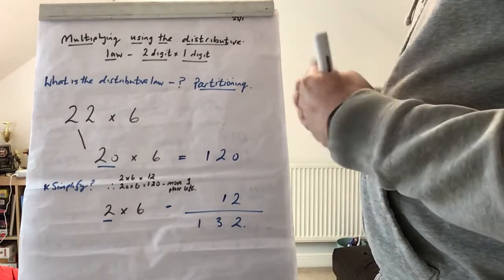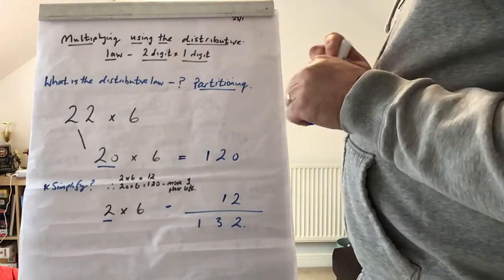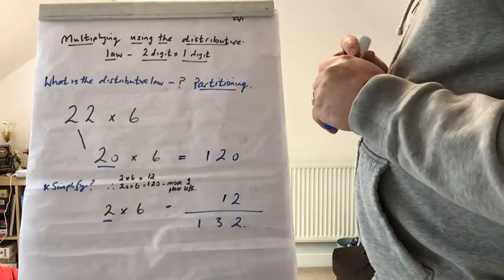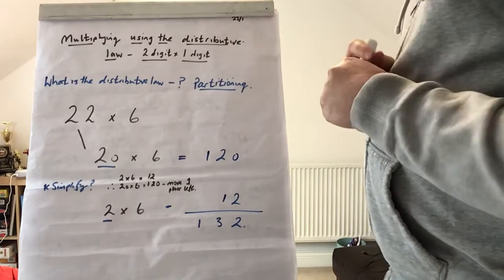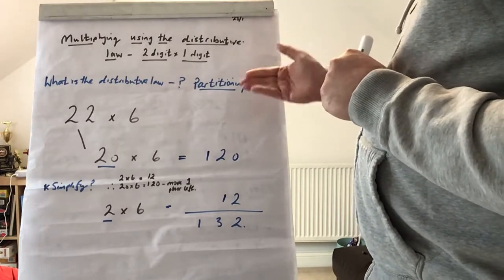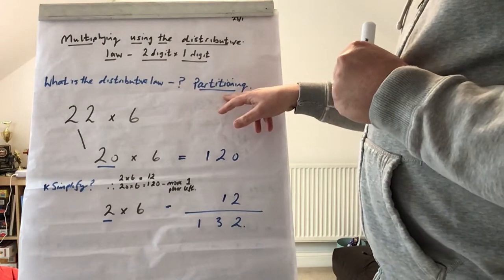We are now moving on one step, and we're introducing a new idea called the distributive law. So what is the distributive law when we are talking about multiplication? If we look at this example, 22 multiplied by 6, we will now use the distributive law. Essentially, it means you partition.